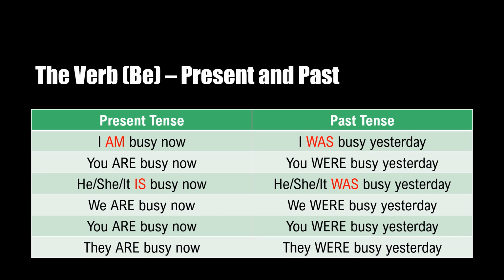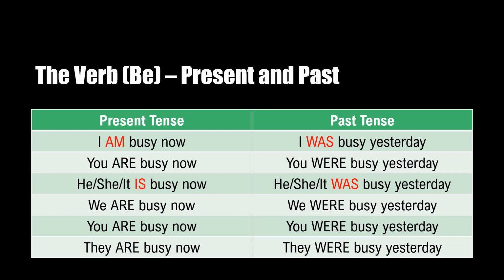I am busy now. I was busy yesterday. You are busy now. You were busy yesterday. He, she, it is busy now. He, she, it was busy yesterday. We are busy now. We were busy yesterday. You are busy now. You were busy yesterday. They are busy now. They were busy yesterday.